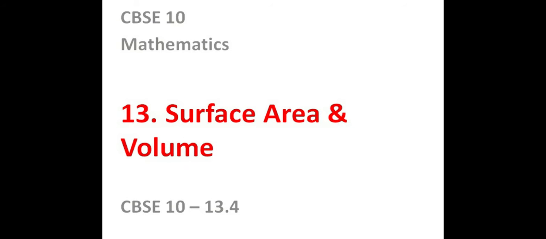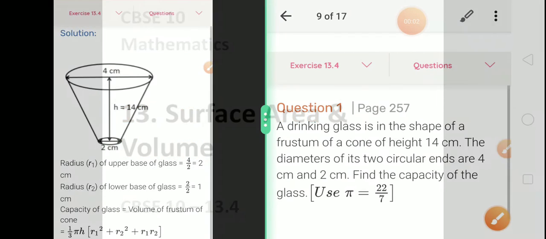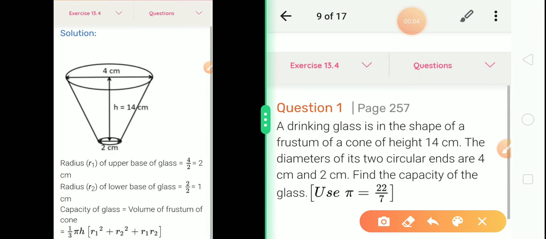CBSE 10, Chapter 13, Surface Areas and Volumes, Exercise 13.4. Question 1. A drinking glass is in the shape of frustum of a cone of height 14 cm. The diameters of its two circular ends are 4 cm and 2 cm. Find the capacity of the glass. Use pi 22/7. So to find the capacity of the glass means we have to find the volume.